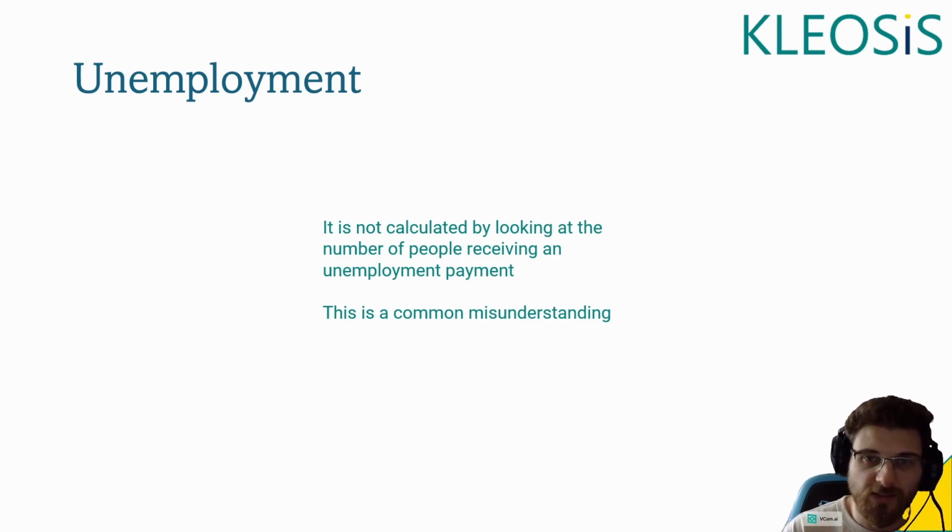So we have to understand that the number of people receiving the unemployment payments, whatever that's called in your country, that's not the official definition of unemployment. You must use the official definition, which is that you are not in work, actively seeking work, and available for work. And so that's a common misunderstanding.